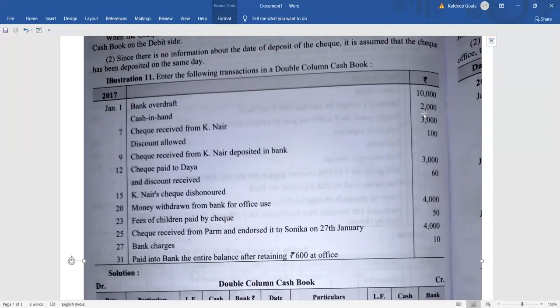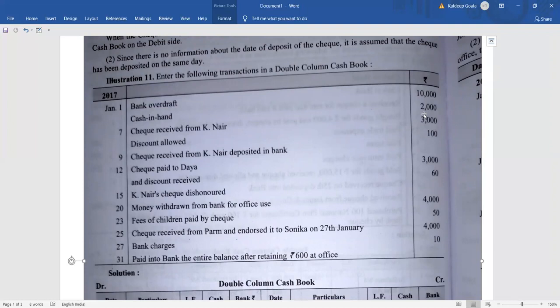Now, when we talk about a double column cash book, obviously we have one extra column. If we are preparing a cash and a bank column, then remember the bank balance may be a positive one or may be a negative one. The bank balance might have a debit balance or might have a credit balance.